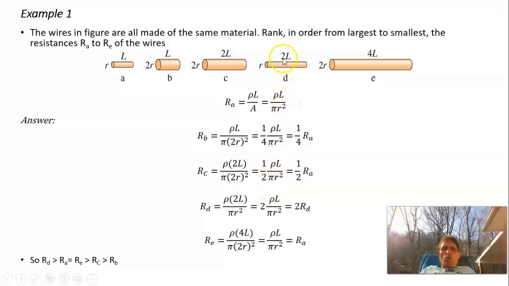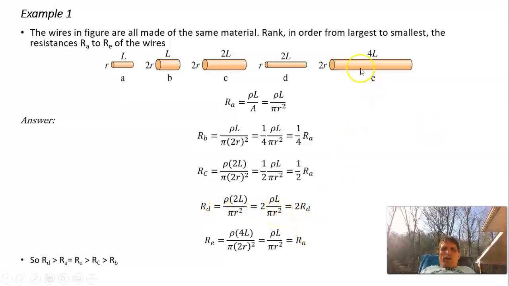Then you can go on to wire D. It has twice the length of A and the same radius, so we plug that in, and it has twice the resistance because the resistance is linearly proportional to length. You double the length, you double the resistance. That's why longer extension cords have more resistance than shorter extension cords.